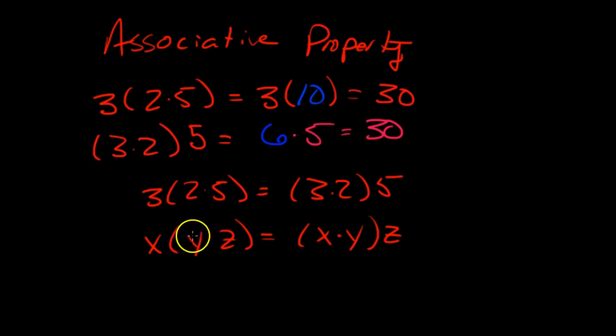That would be commutative property. Here, the parentheses are around the yz. Here, the parentheses are around the x and the y. Here, the parentheses are around the 2 and the 5. Here, they're around the 3 and the 2. But it doesn't change my answer when it's over.